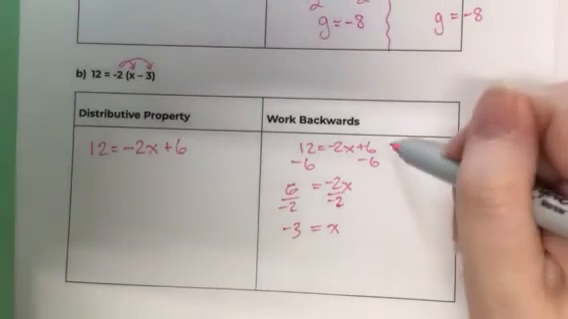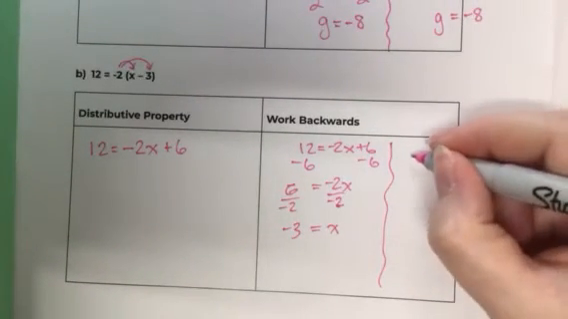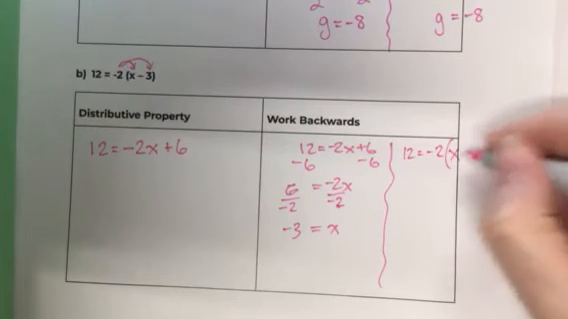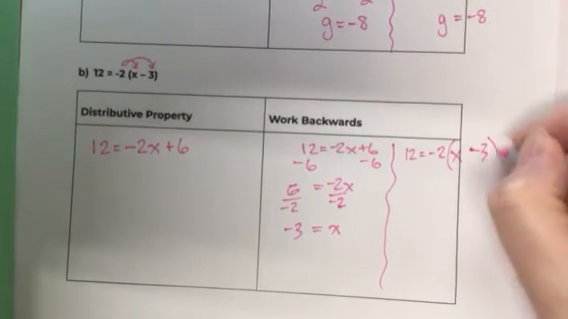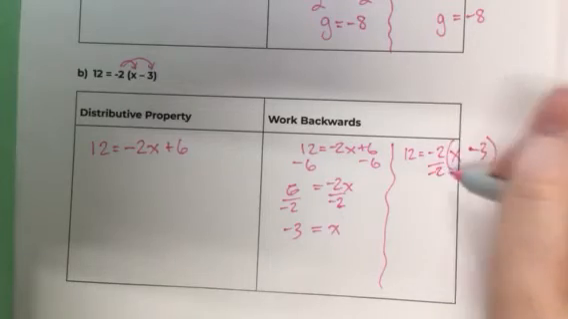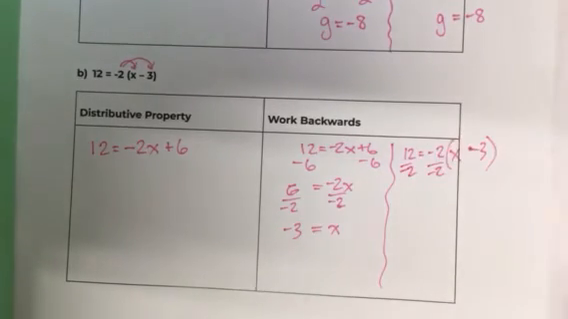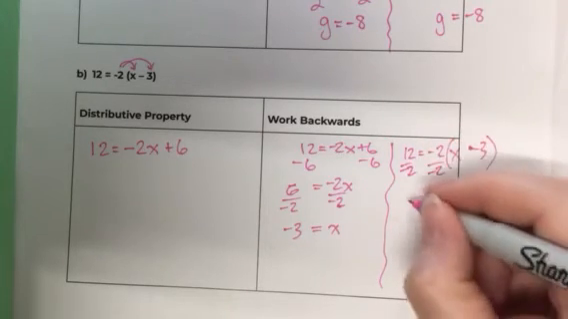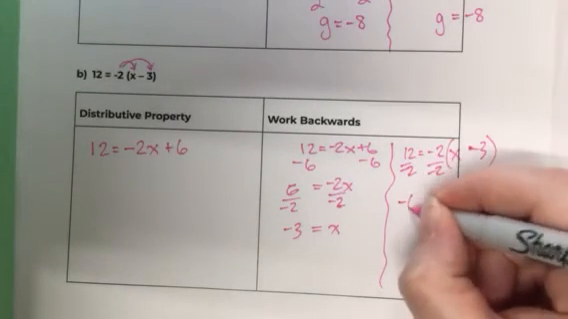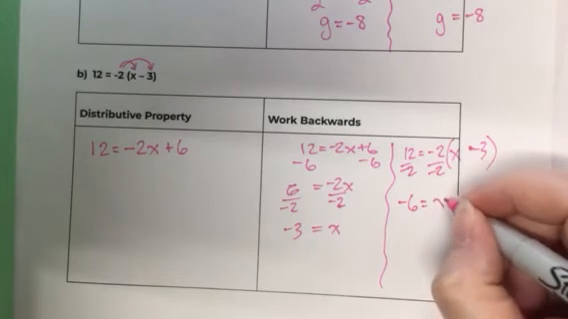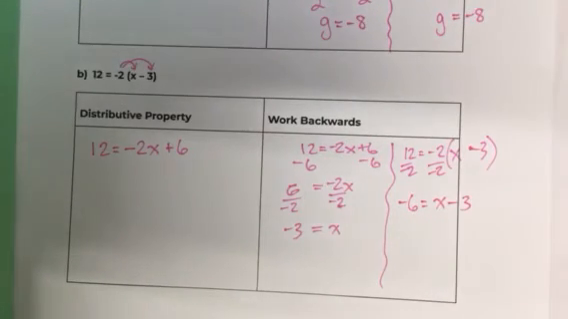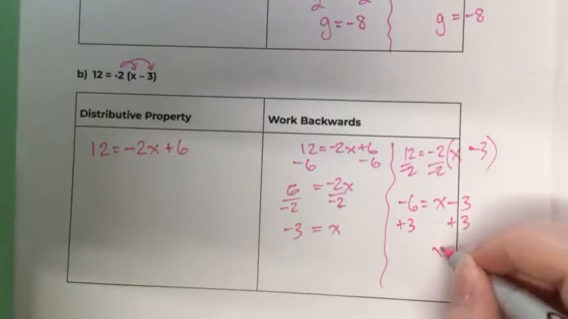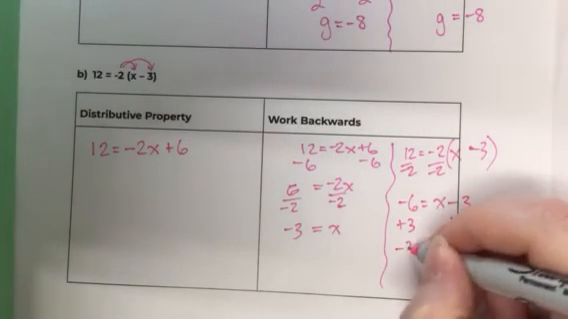And then let's try that method 2 way. Negative 2 bracketed x minus 3. The very first thing I'm going to do is divide by negative 2. So positive 12 divided by negative 2 is negative 6, and that would be equal to one group of x minus 3. Then I'm going to add 3 to both sides. So x is equal to negative 3.